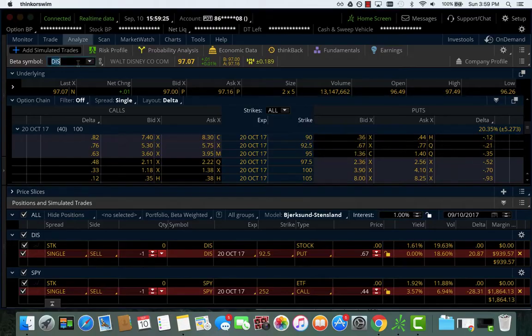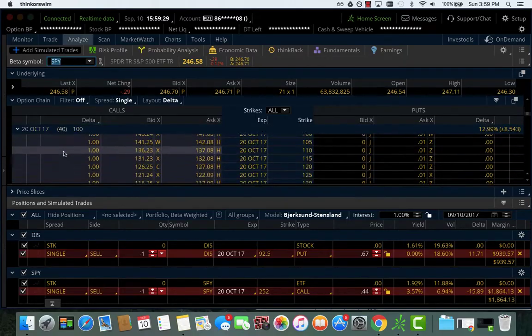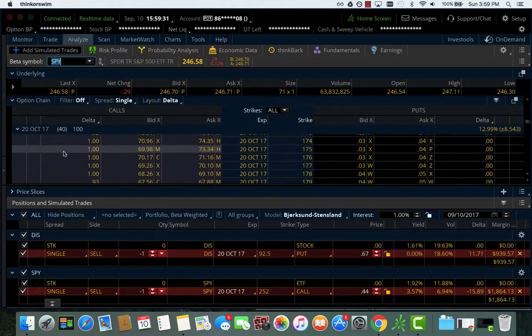However, because we're beta weighting this put all together, we know that this is a more neutral strategy. So we can get closer to the money and collect more premium for executing this strategy, right? So that's where beta comes in, right?